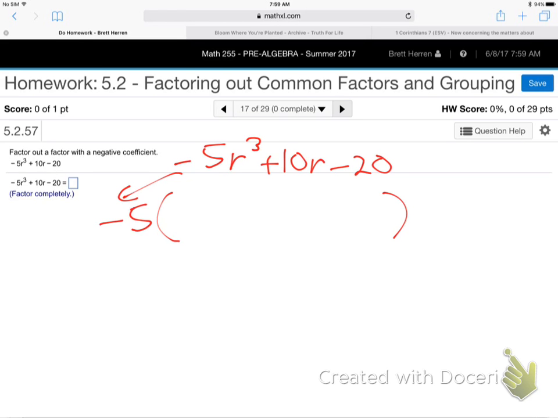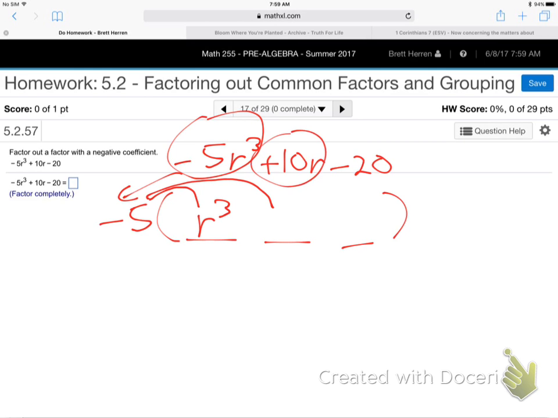Now what's going to happen on the inside? All the signs are going to switch. Here we go. Minus 5 times 3 things here. Minus 5 times what? We'll go back to minus 5 R cubed. Just regular R cubed. And minus 5 times what? We'll go back to plus 10R. Minus 2R. Everybody see minus? Because minus times minus will go back to plus 10. See how the sign switched, and now minus 5 times what? Positive. Yeah, it switches. Plus 4. Minus 5 times plus 4 would be minus 20. There it is.